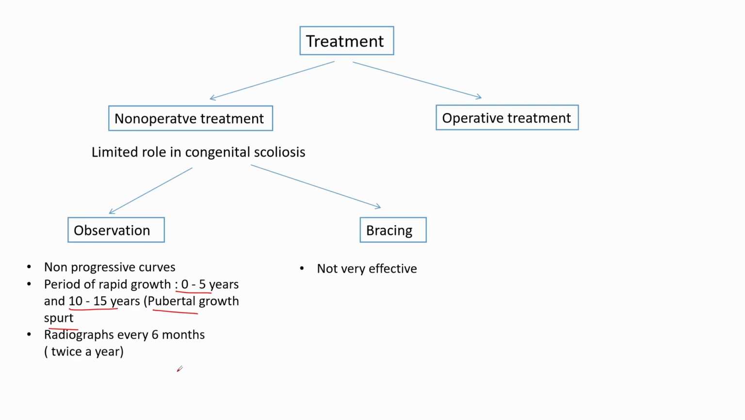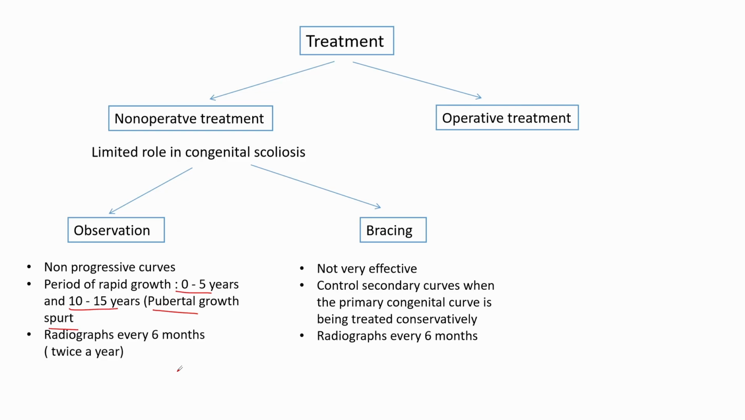Bracing is again not very effective and is used to control secondary curves when the primary congenital curve is being treated conservatively. If bracing is used, again radiographs are obtained every 6 months.